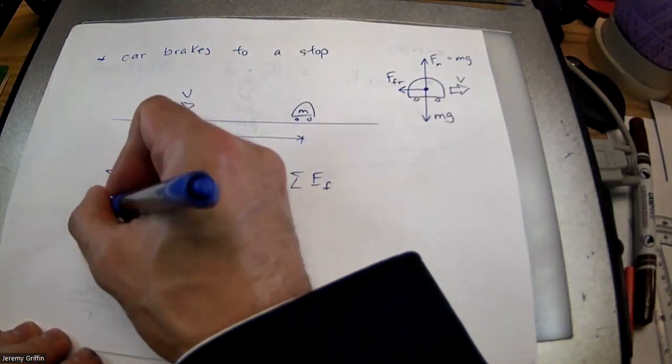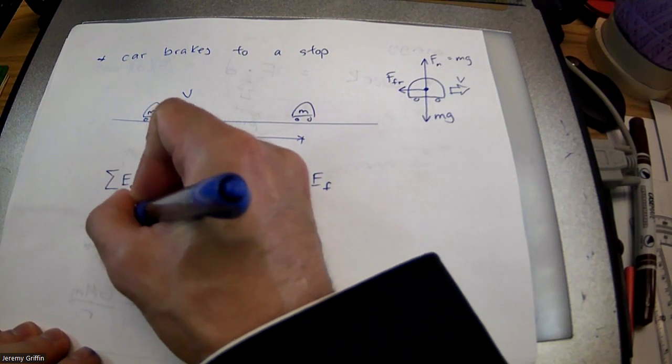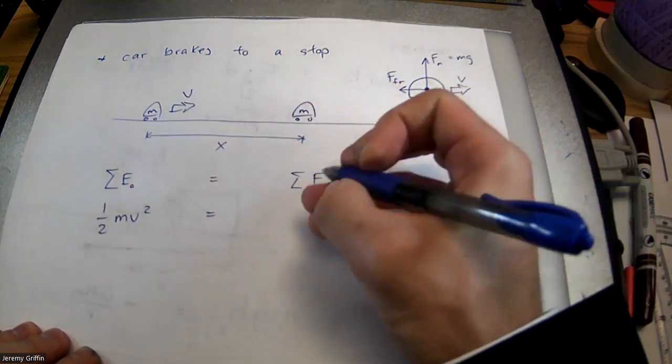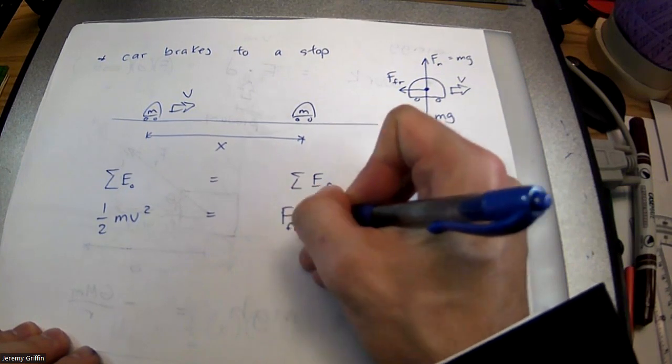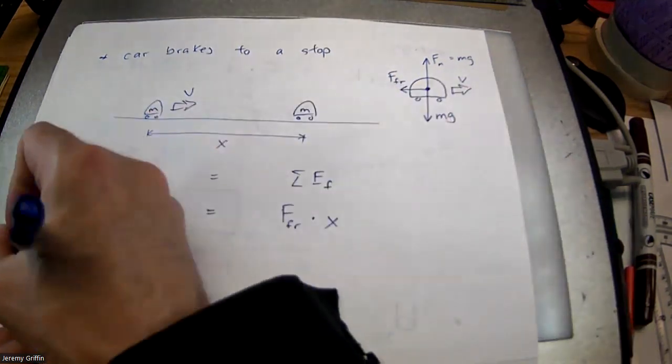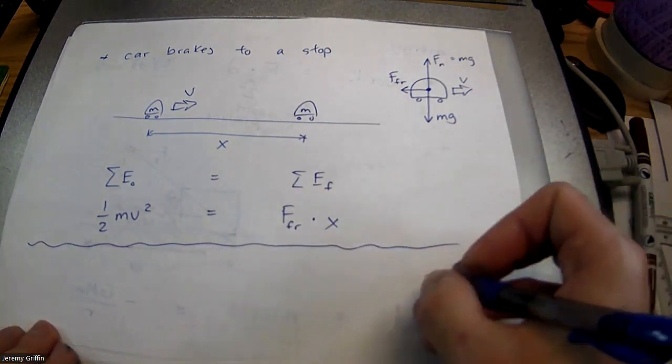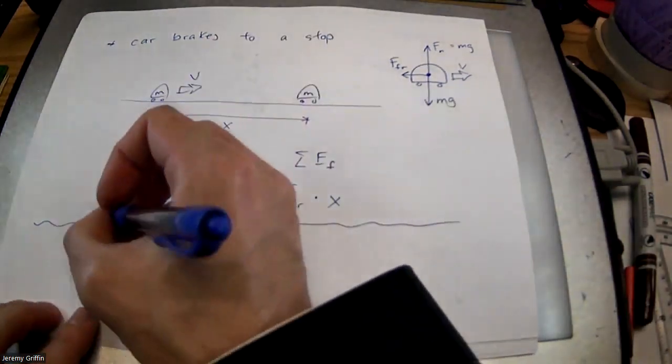But you could say something like this. The car had 1/2 mv squared, right? And all that energy went into the work done by friction. And I call that force of friction times distance, right? Maybe there's technically a little bit better way to think of this, and that's as an open system. Let me show you what that would look like.